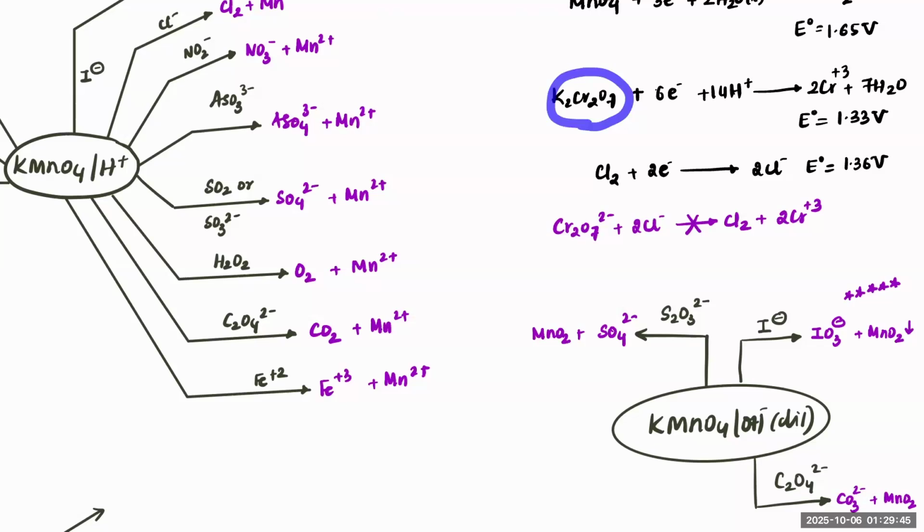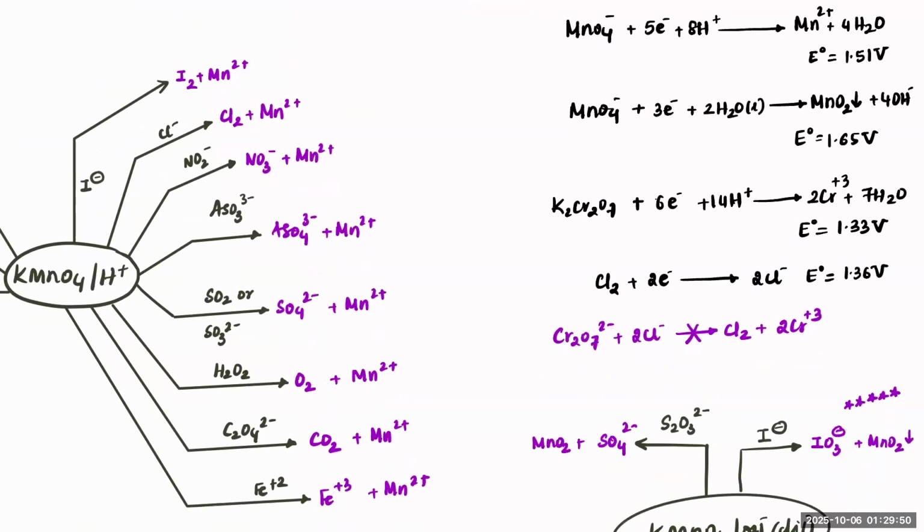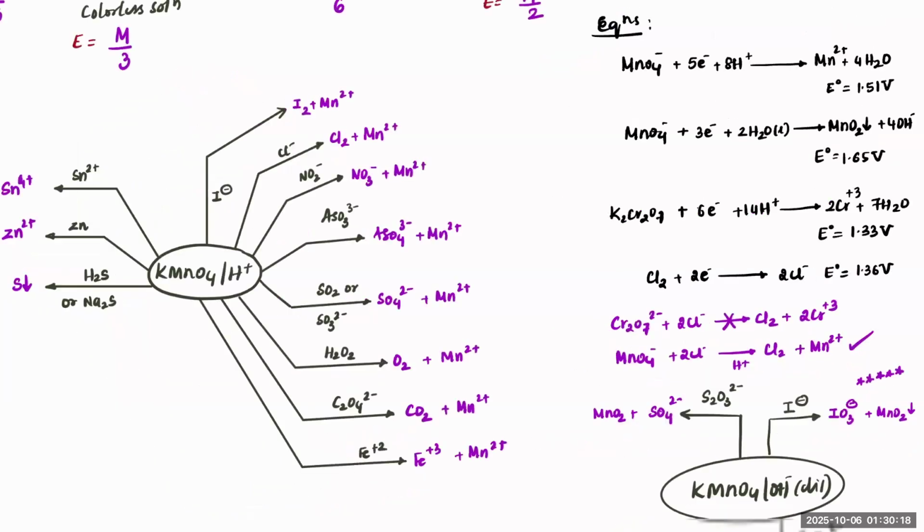But on the other hand, compare that same thing with MnO4 minus. Is it possible that MnO4 minus plus 2 Cl minus convert into Cl2 plus Mn2 plus in acidic medium? Is this possible? Absolutely. Why? Because you can see the value of KMnO4 here is 1.51 while chlorine here is 1.36. So who is a better oxidizing agent? MnO4 minus. Is this logic clear, everyone?